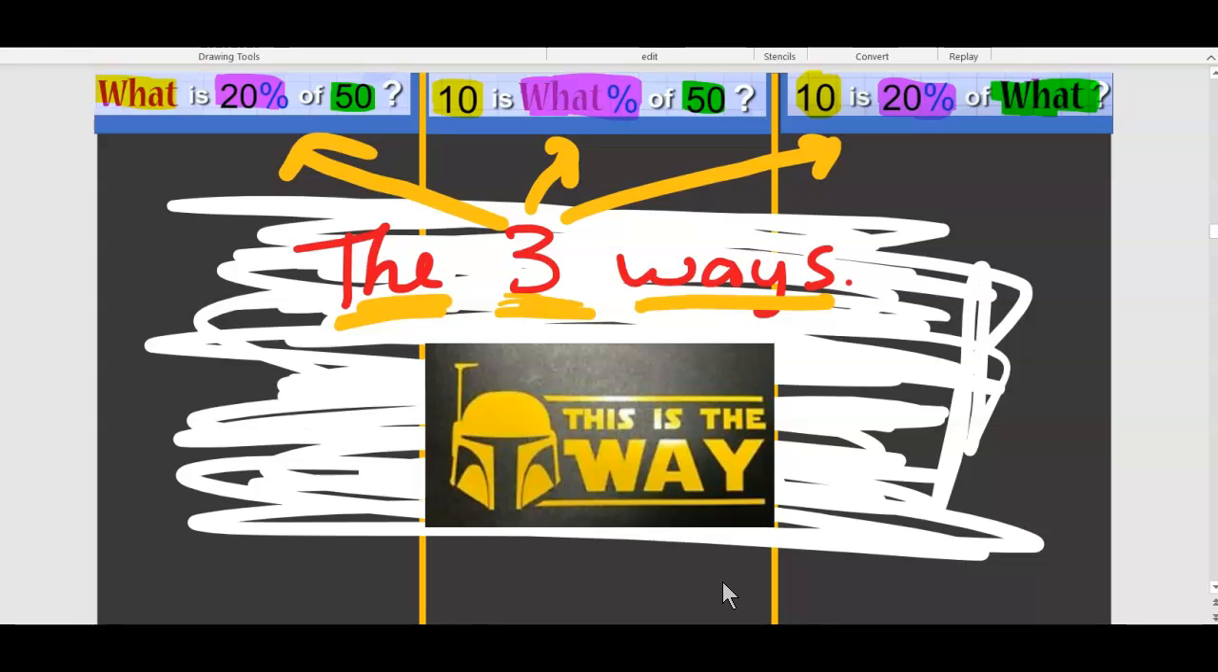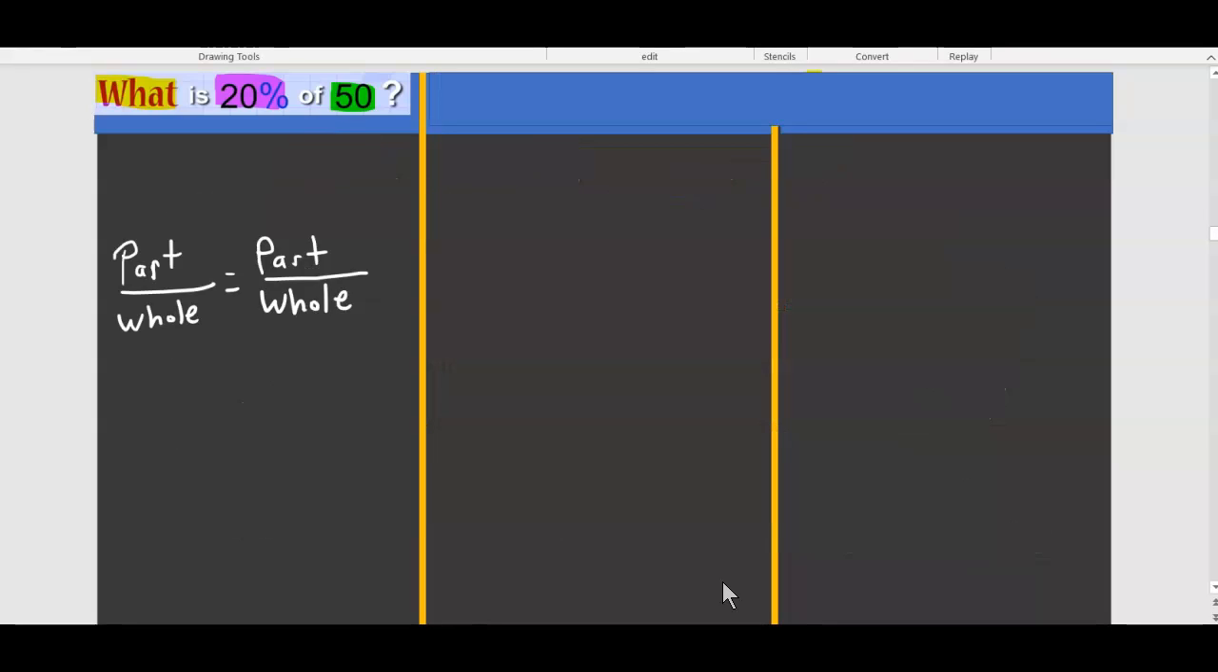Speaking of ways, there are 3 main ways that you're going to see percent problems being asked of you, and they are given right here. What is 20% of 50? 10 is what percent of 50? And 10 is 20% of what? That's what you gotta find. Either way, I always start with this concept. Step 1 is thinking of the concept: part over whole equals part over whole. This is really going to be your step 1 every time. Then start thinking, well, I need to turn the percent.